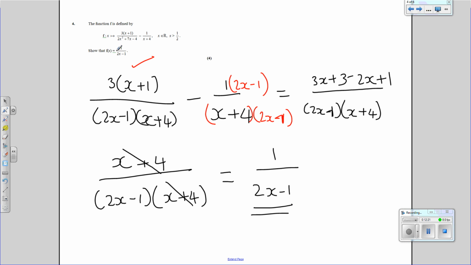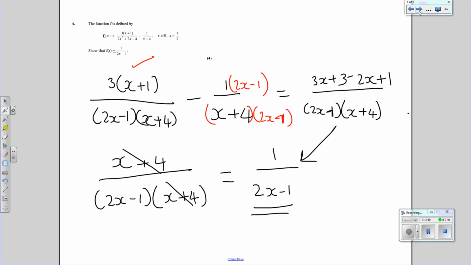Just a word with show that questions. There was at least one person who lost marks on the homework because they jumped from this stage, I think, straight to that stage. And because it's a show that question, you run the risk of the person marking your paper thinking maybe you've got a bit stuck here and you don't know what to do, so you're just going to quickly write the answer that you're meant to have, and I think they'll take marks off you for that. So make sure you do show every step, especially with a show that question.